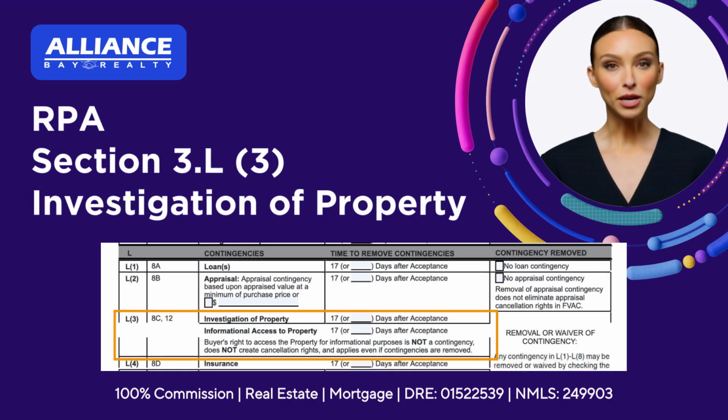Section L, 3 is Investigation of Property. This section is for inspections, due diligence, and reviewing disclosures. The default is set to 17 days after acceptance. Informational access, a separate line for the buyer's right to access for informational purposes, is not a contingency and continues even if contingencies are removed. Partial removal: use CRB to remove investigation except for specified items, for example, waiting on a sewer scope.